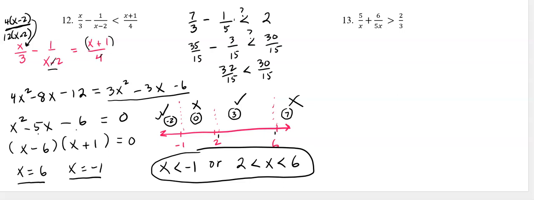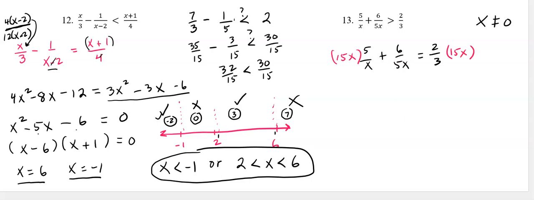All right, number 13 is similar. We start off by finding the number that x can't be. X can't be 0. Now we're going to solve this as though it were an equation. So just treat it as though it said equals, and find your LCD, and that's going to be 15x, used to clear out the denominators.